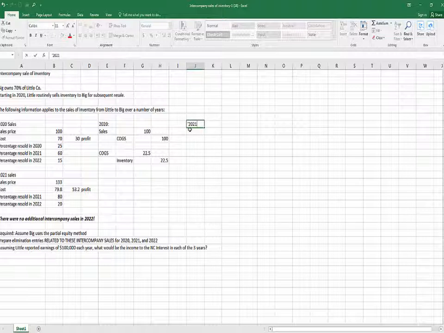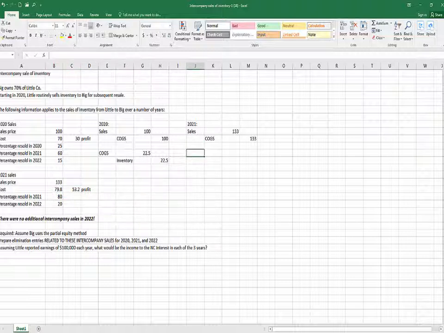2021. We'll do the same thing. First, we eliminate 2021's intercompany sales revenue and cost of goods sold. So $133, same amount. And again, we say, look, there was a $53.2 gross profit. Not all of that has been realized. 80% of the merchandise was resold. The other 20% was not resold. So 20% of that $53, or about $11, needs to be deferred.